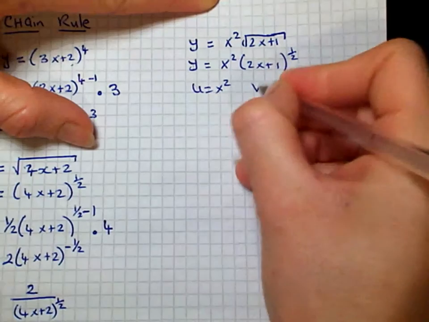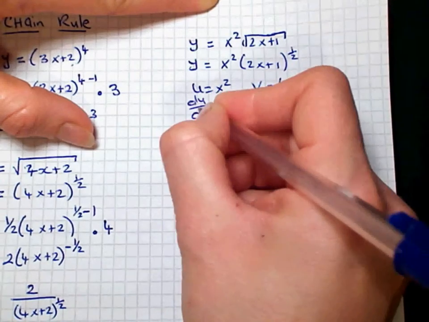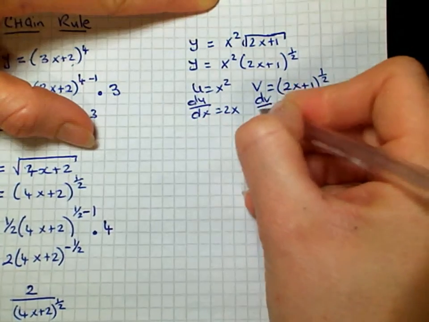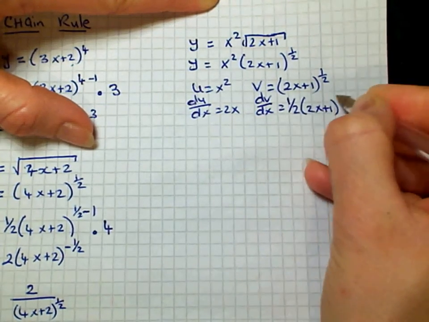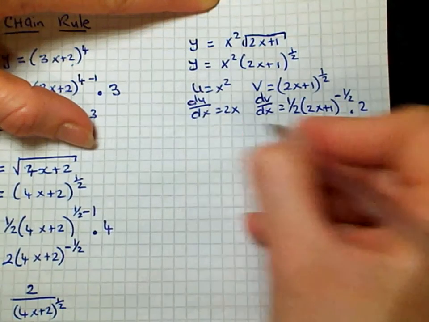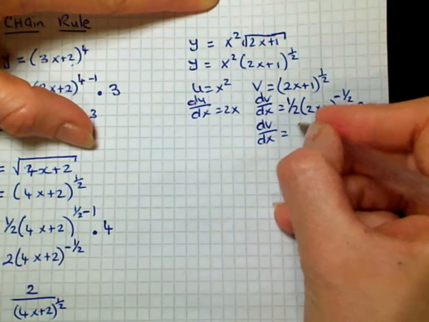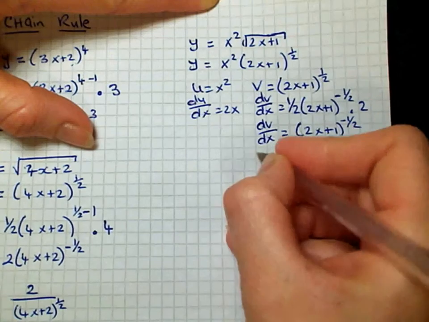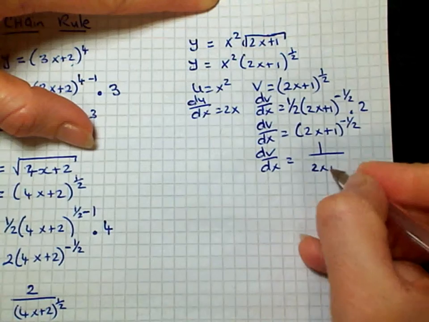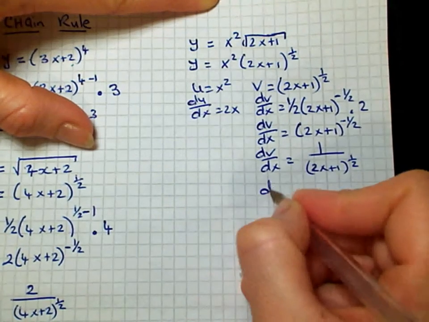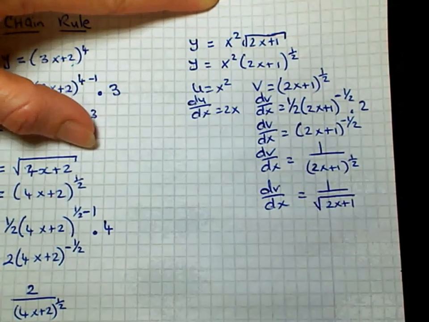u is equal to x squared, v is equal to (2x + 1) all to the power of a half. du/dx is equal to 2x. dv/dx, we've got to use the chain rule to differentiate. So it's a half by (2x + 1) to the power of minus a half multiplied by 2. So dv/dx is a half by 2, which is 1. So it's (2x + 1) to the power of minus a half. So dv/dx is 1 all over (2x + 1) to the power of a half, which we bring back into surd form, which is 1 all over the square root of 2x + 1.